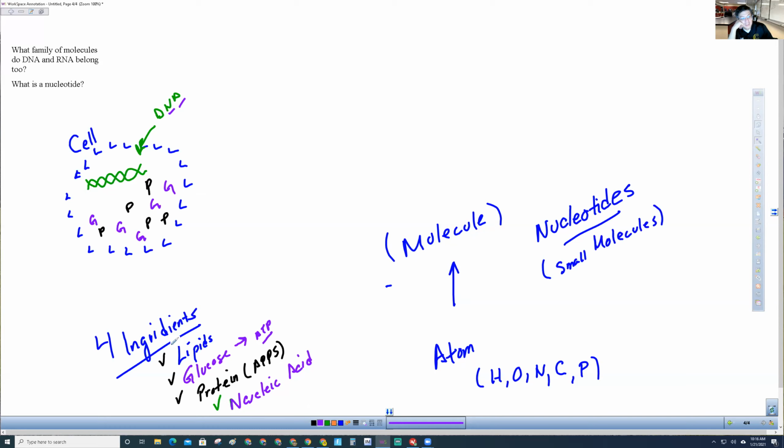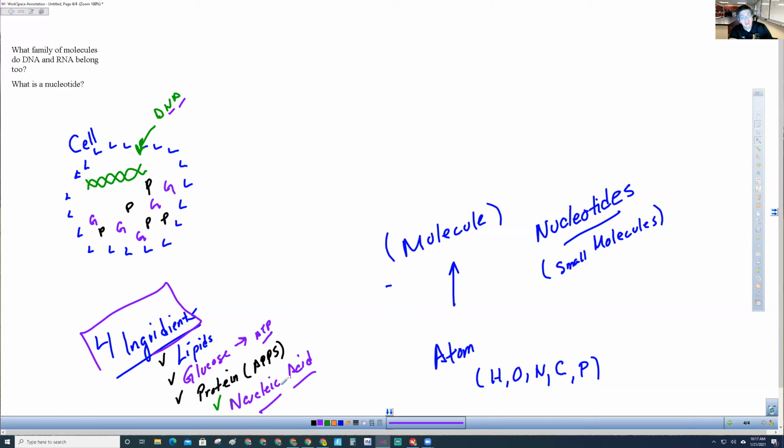So cells basically have these four ingredients. Okay, so to make a cell, you need these four things, right? We haven't really talked about lipids too much, but we spent a bunch of time talking about glucose and ATP. We spent a little bit of time talking about proteins, right? And now our discussion right now is nucleic acids.